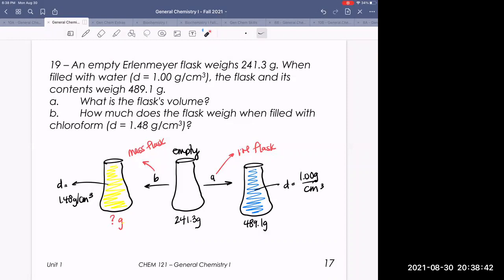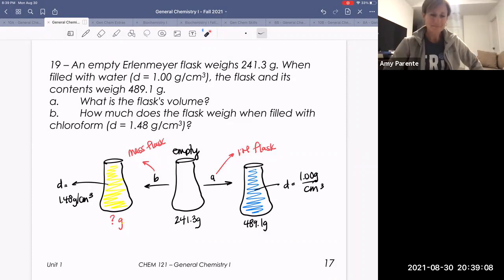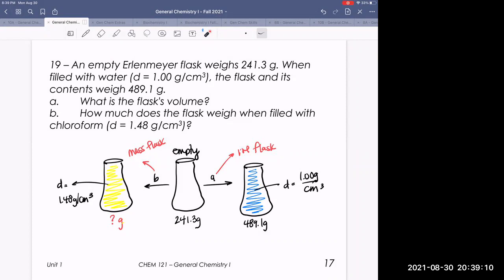Yeah, I wasn't sure again if I was doing it right, because my answers were right. I got the right volume for the original question. And then what I did was I just did 247.8 centimeters cubed times 1.48 grams over 1 centimeter cubed. And then I just added 241.3 grams onto that to get 608 grams. Is that right? Yes, that's it.